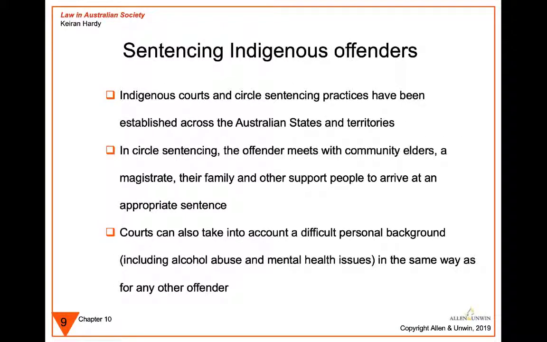The chapter also considers how courts sentence Indigenous offenders and whether this is any different to sentencing non-Indigenous offenders. It details Indigenous courts and circle sentencing practices that have been established across the Australian states and territories. Courts can also take into account a difficult personal background of any Indigenous offender, but only in the same way as for any other offender.